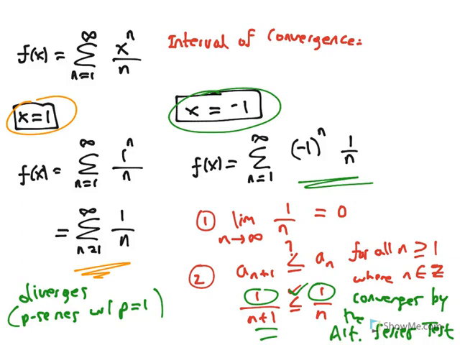So to conclude, the interval of convergence for this power series is x values from -1 to +1, including -1, but not including +1. And that's for f of x.